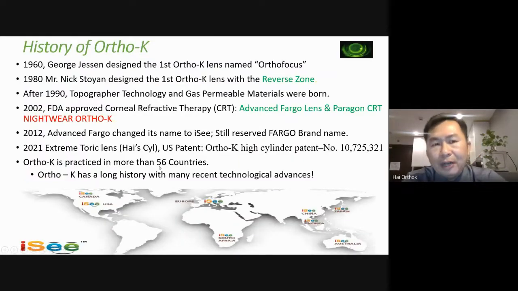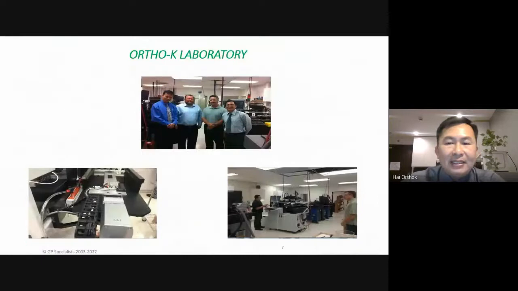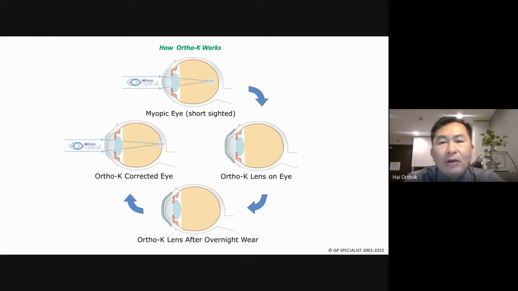For the history of Ortho-K, I will skip the information and go into 2002, when the FDA approved the first Ortho-K designs, Paragon CRT and Fago lens, and also the material Paragon XDS for night-wear Ortho-K contact lenses. And this is one of the GP Specialist labs 12 years ago. So how does Ortho-K work? This information is for patients who are looking into Ortho-K treatment.